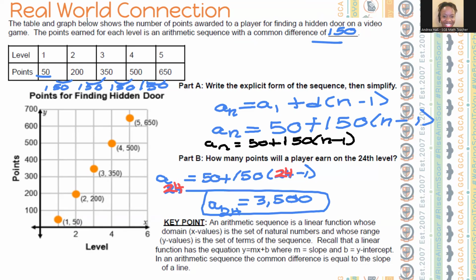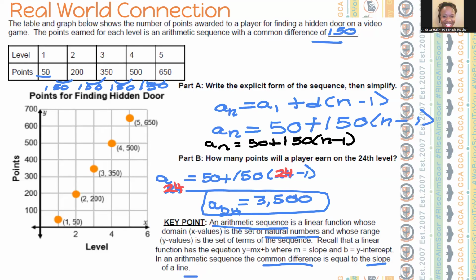An arithmetic sequence is a linear function whose domain, or x values, is a set of natural numbers. This is very important to know. Whose range, or y values, is a set of terms of the sequence. Recall that a linear function has the equation y equals mx plus b, where m is the slope and b is the y-intercept. In an arithmetic sequence, the common difference is equal to the slope of the line.